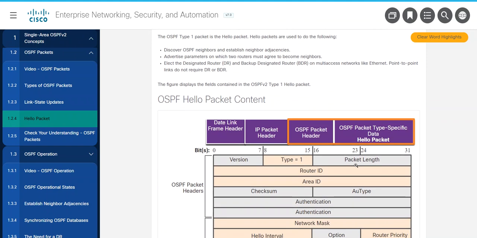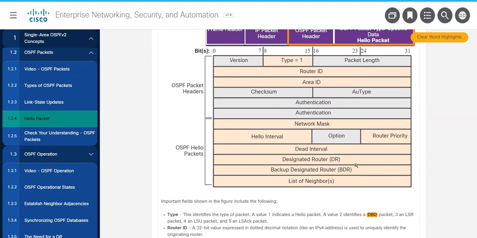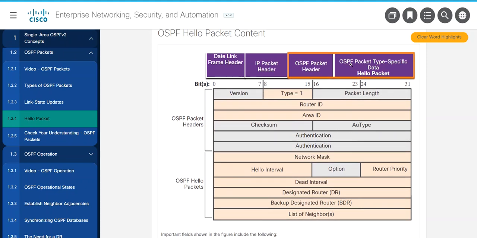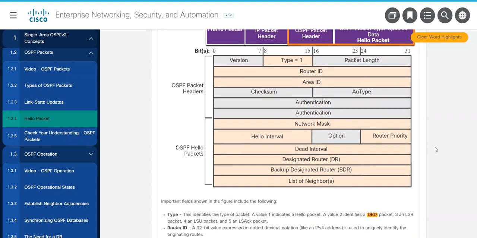So I want to look at the packet content for OSPF. You see you have all these different types of information that's located. I want to point out a couple of different things. If you're looking at a packet and examining that using Wireshark or some other method, you'll see a type field. The type field identifies what type of packet it is. So type 1 would indicate a hello packet, for example.